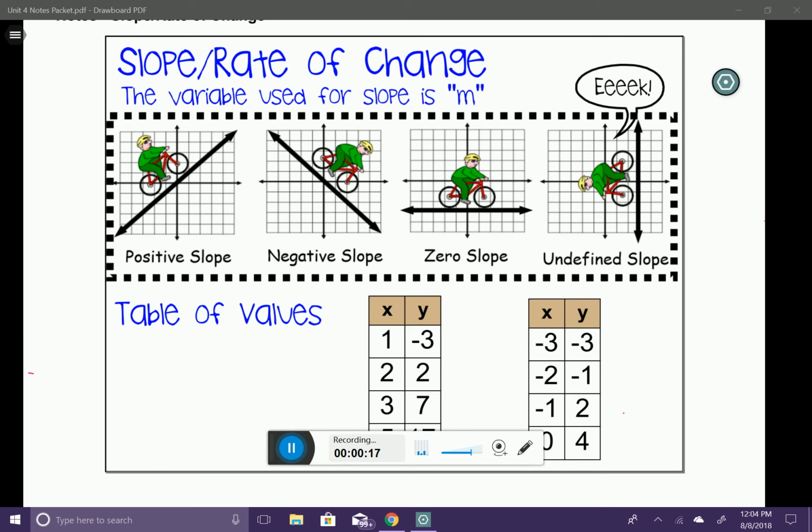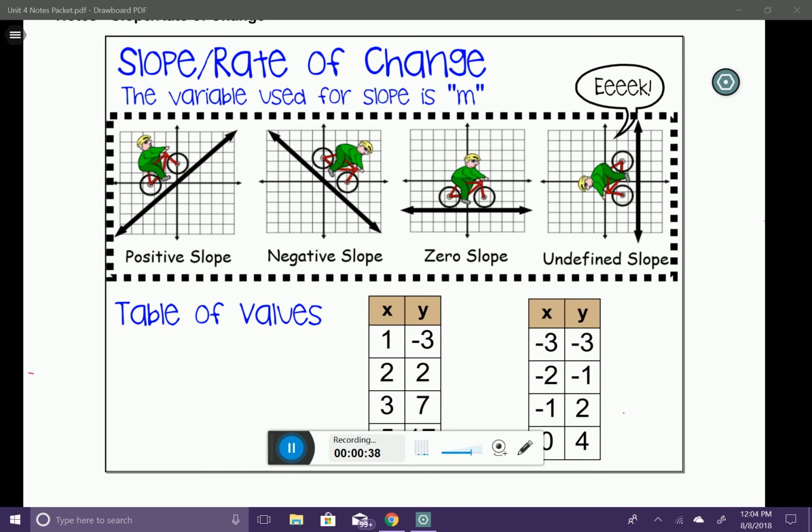So if you look at my little biker here, my biker is biking on a slope. And you might be thinking, well, skiers ski down a ski slope. It's the same concept. It's basically a surface that has a gradient towards it, or an incline to it.